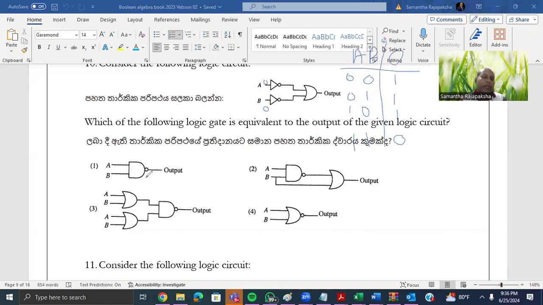Then if you take this one, when you put 0 and 0, the answer will be 1 because of the NOT gate. When you put 0 and 1, the answer will be 0 and NOT 0 is 1. When you put 1 and 0, 1 into 0 is 0, NOT 0 is 1. When you put 1 and 1, NOT 1 is 0. Therefore, this one is equivalent to the first gate. Like this, you can get the answer using the truth table. That is the easy way to get the answer.